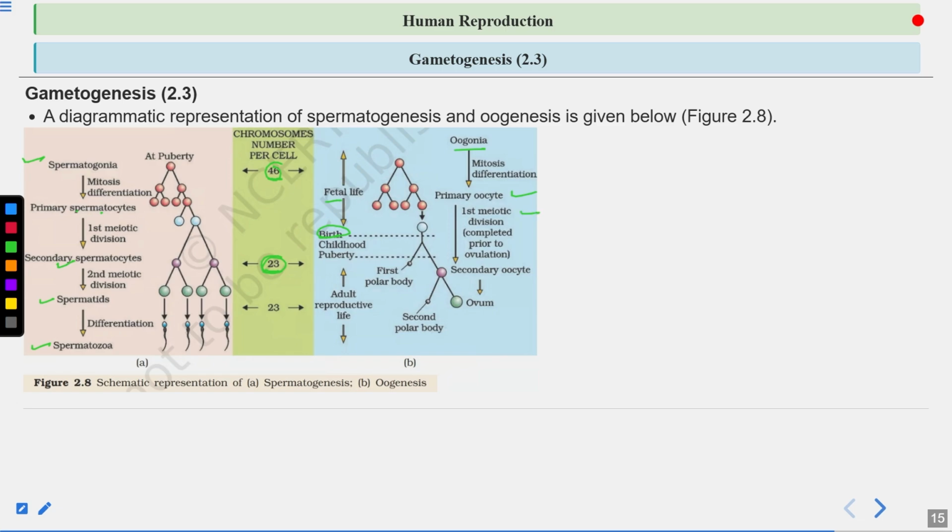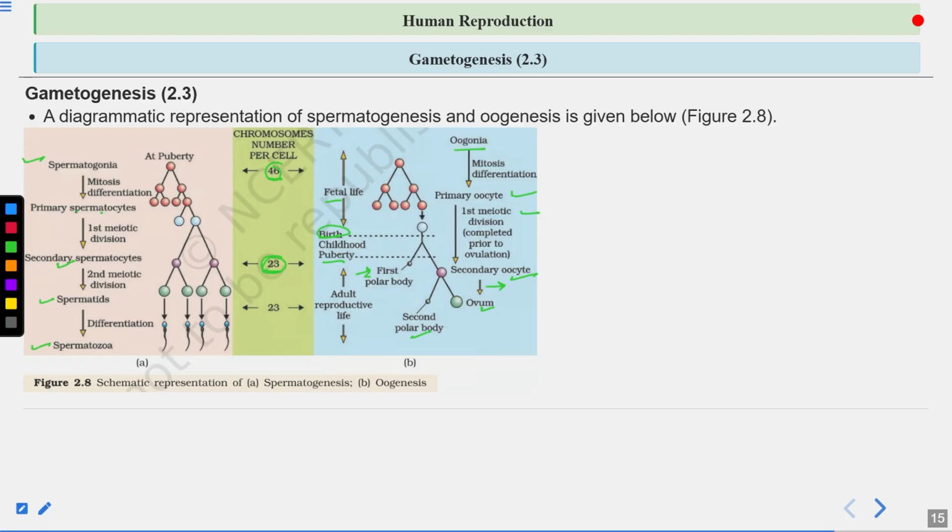They complete their meiotic division after the female attains puberty, and this division is unequal. They complete meiosis 1, and they form a large secondary oocyte and a small first polar body, which degenerates. Then the secondary oocyte is again arrested, in metaphase 2 of meiosis 2. It completes its division when it comes in contact with the sperm, and then it forms a large ovum and a small or tiny second polar body.